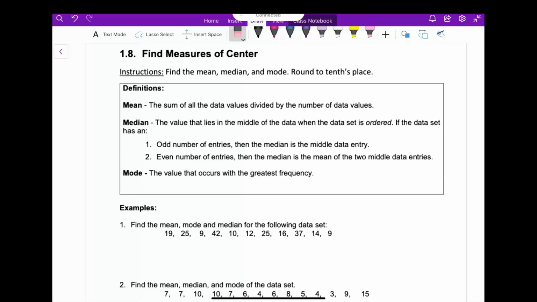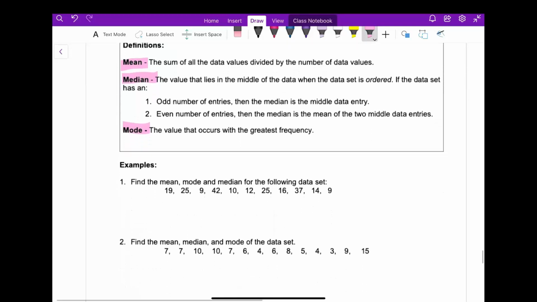Section 1.8, find measures of center. Our measures of center are mean, median, and mode. So in this little definition box, we give you how to find each of these, mean, median, and mode. Make sure to read through them when you are trying this on your own.